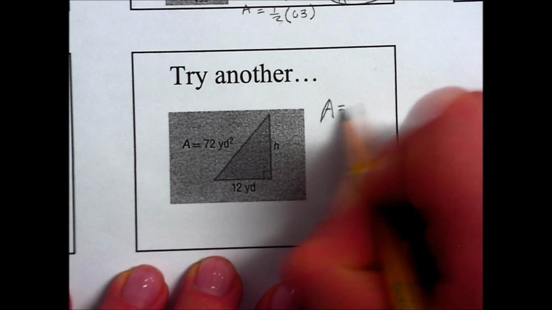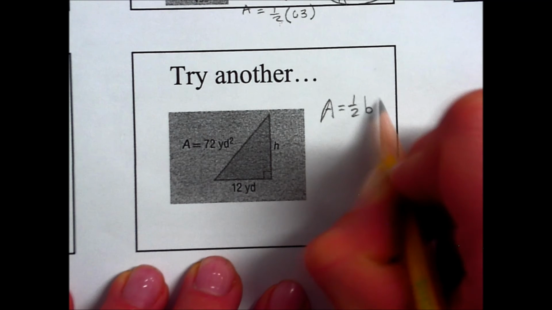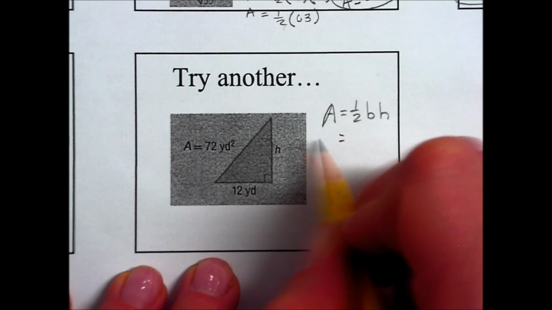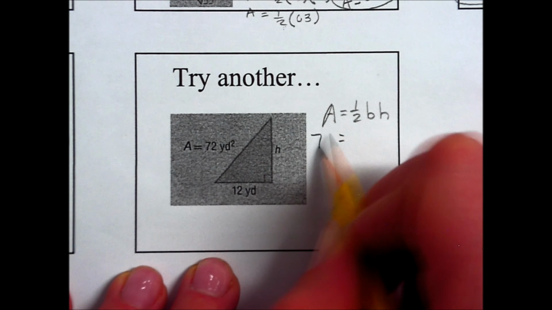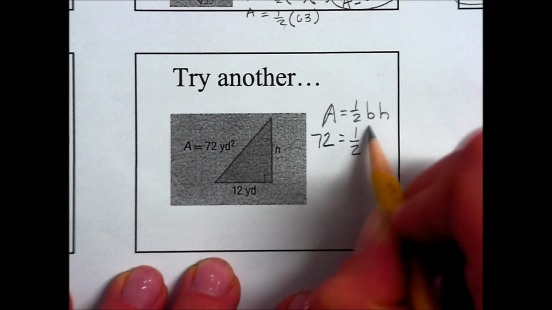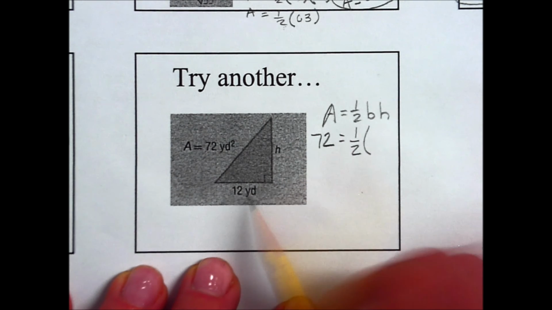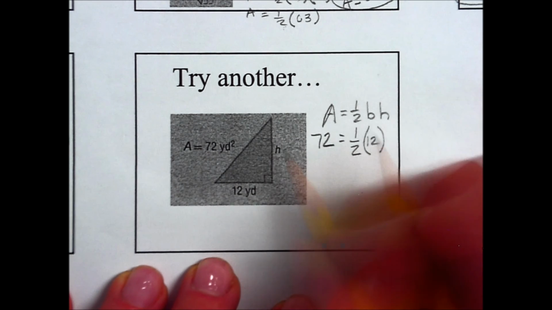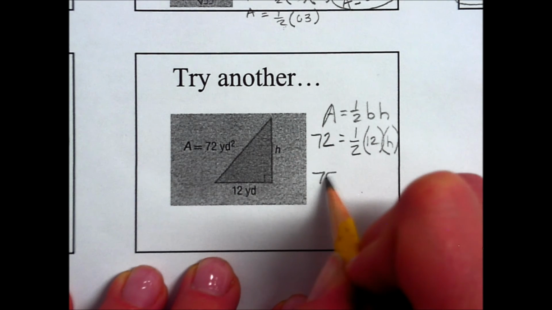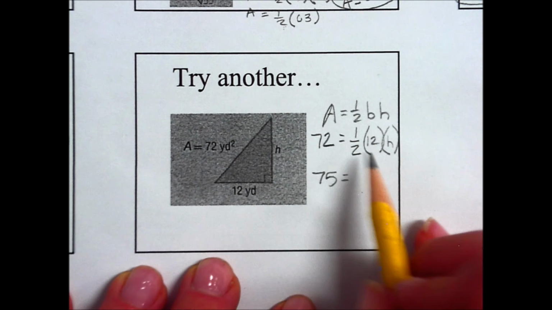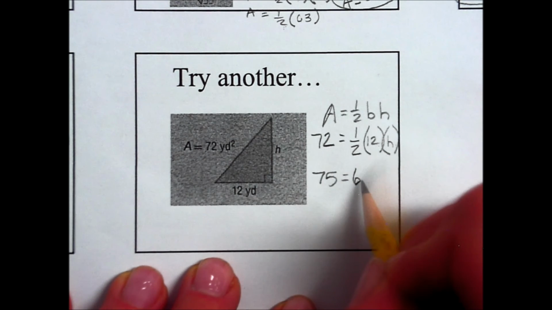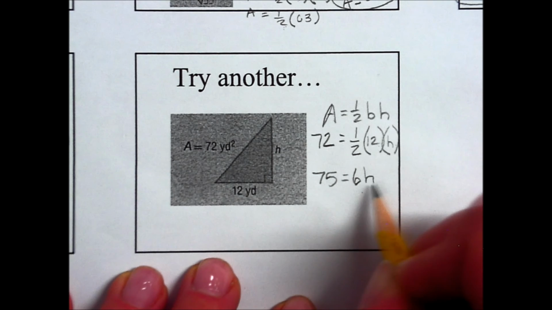And then finally, area equals 1/2 base times height. So area is 72. So I can plug in the 72 under the A. 1/2 times, all right, this time they gave me the base, so I can plug in my 12. Looking for the height, leave the H. Now I'm ready to simplify on this side of the equation. 1/2 of 12 is 6. Then I bring down the H. Still have to multiply that.